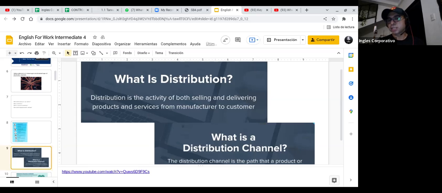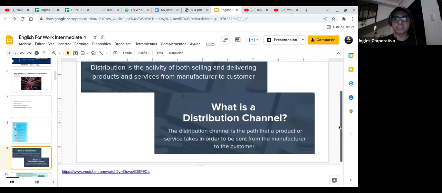Remember, the customer is not always the final customer. So it might be an intermediary, a retailer, or anything like that. But the distribution is that one. So to send something from point A to point B, and of course you need a channel for you to do that one, okay? So that is actually the next one. Who wants to read the next one?